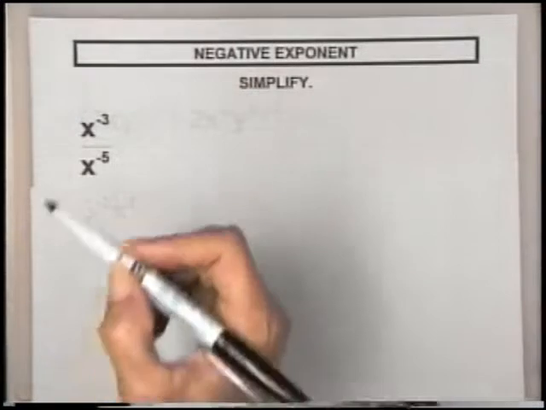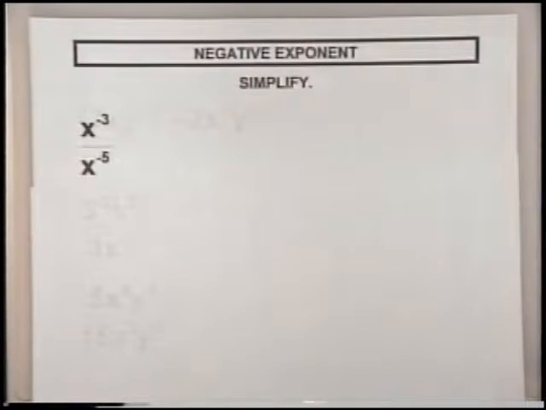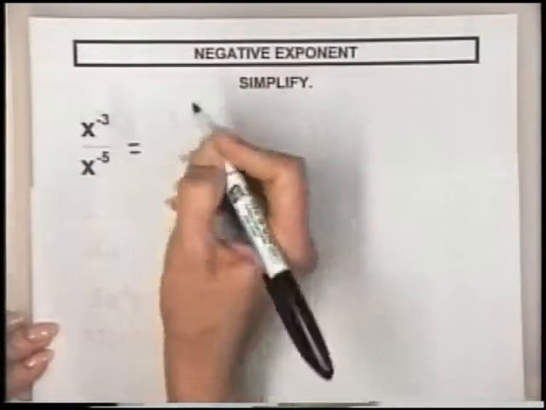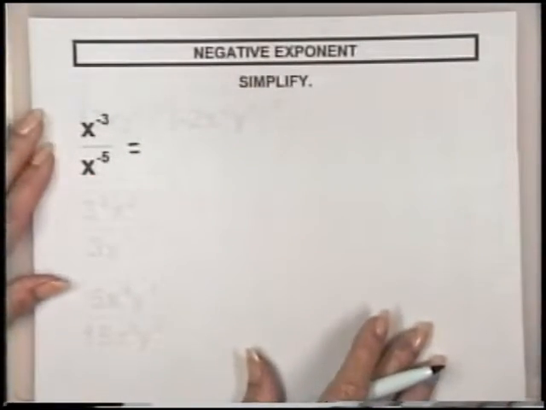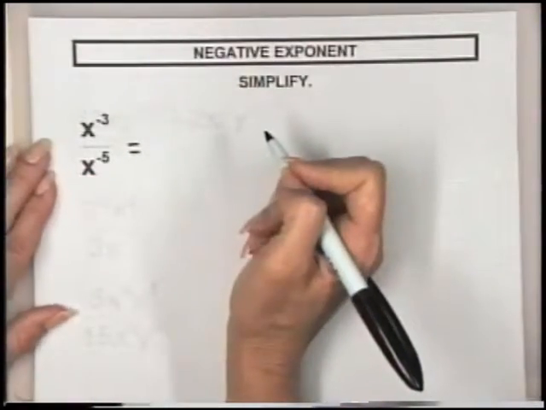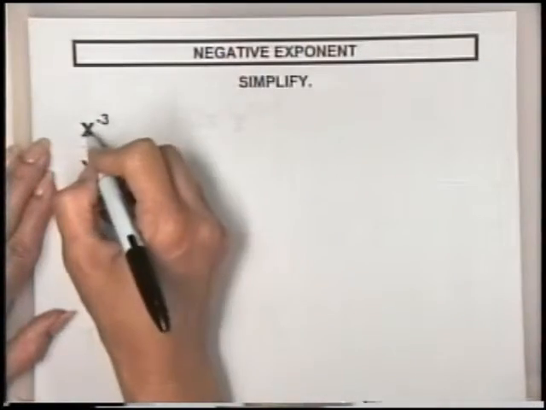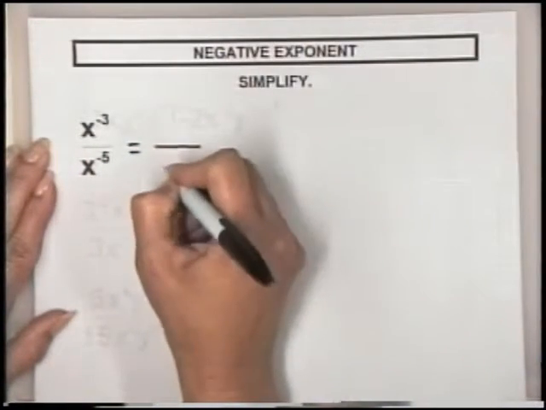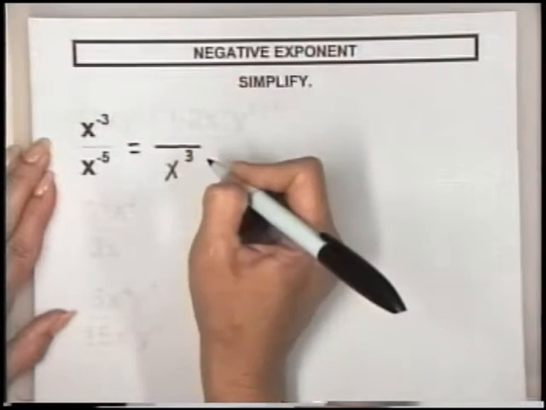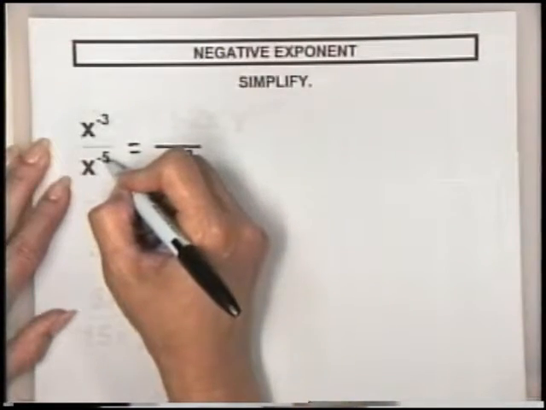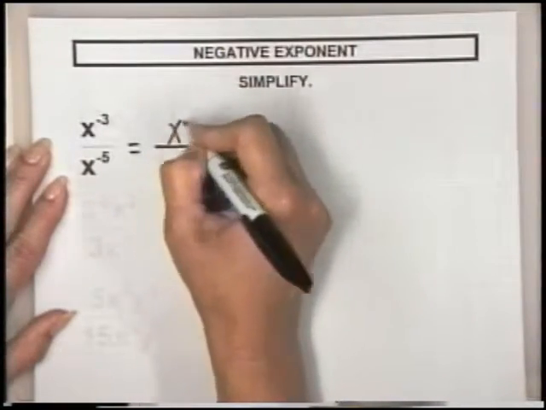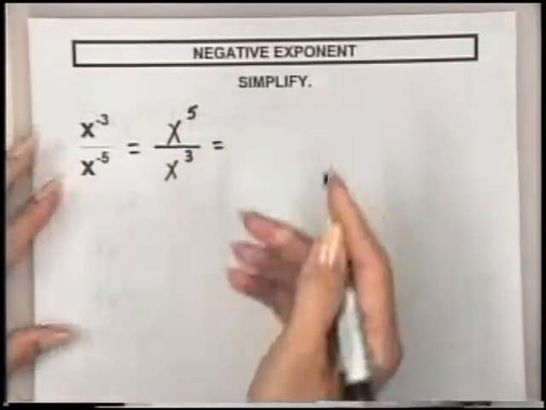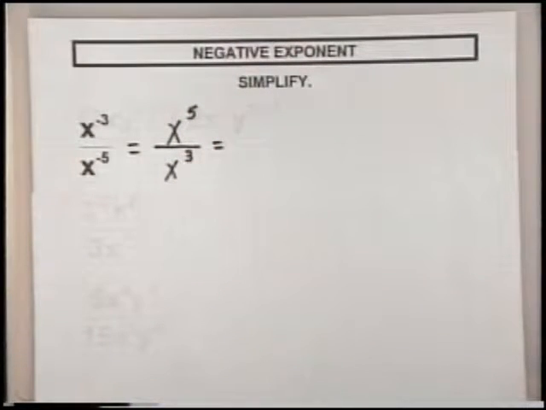Now let's see what we can do with this problem. Since you are dividing like bases, you may use your subtraction rule for dividing like bases, but I have found in my years of teaching that most students do a little better if first they get rid of the negative exponents. The x to the negative 3 goes to the denominator as x cubed. The x to the negative 5th goes to the numerator as x to the 5th.